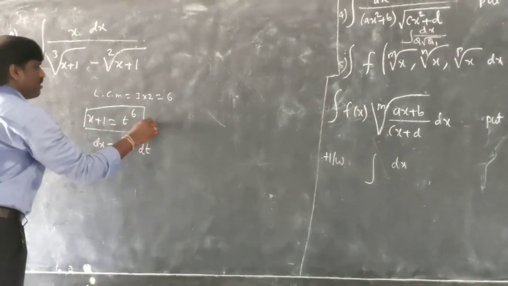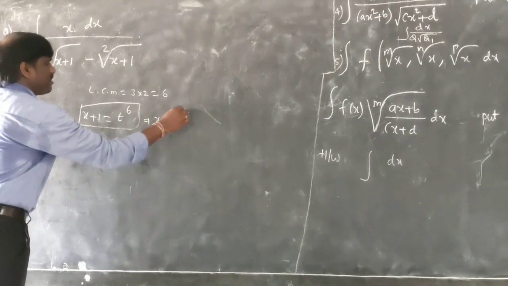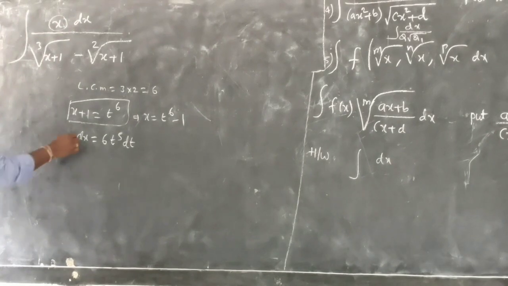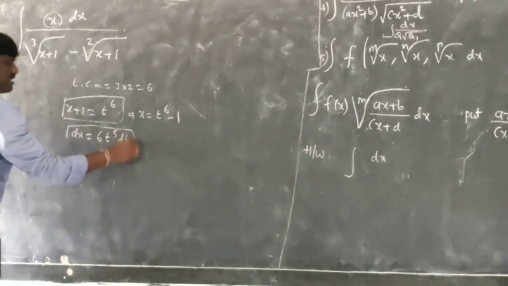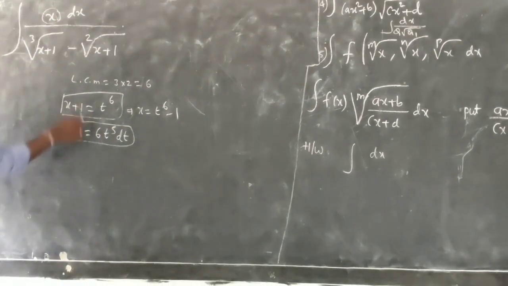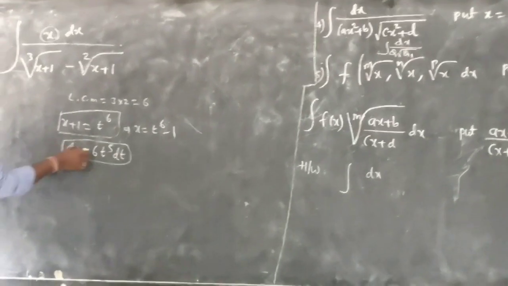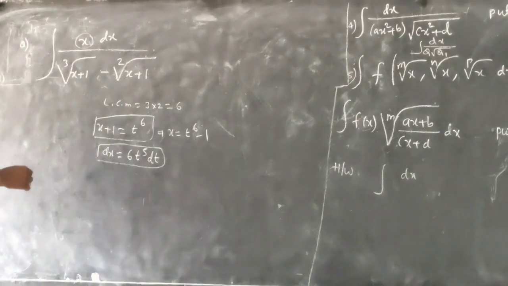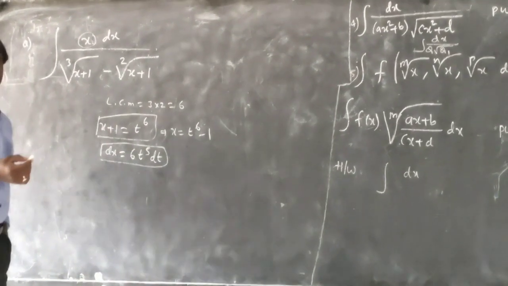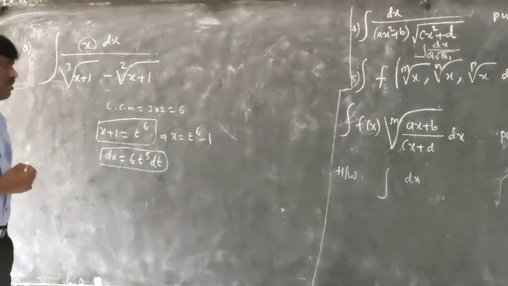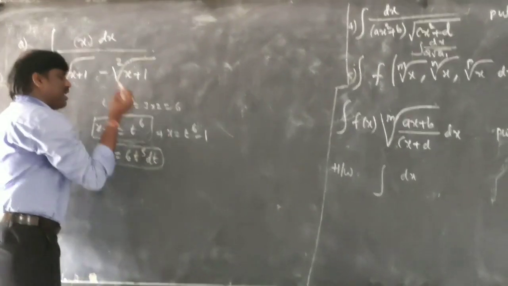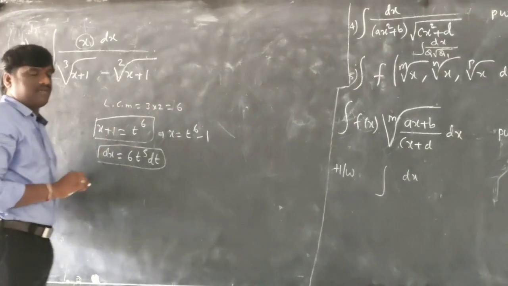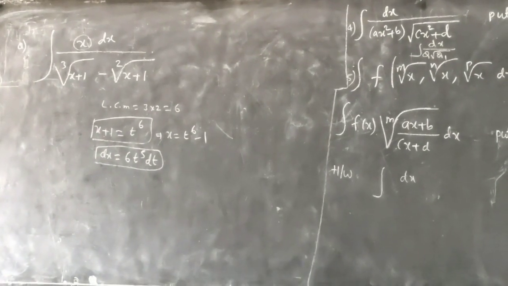If x plus 1 is t power 6, then x value will be t power 6 minus 1. Because you have x in the numerator, but we have dx here. Dx I can change as 6 t power 5 dt. But x is not changed. I have to change everything in terms of dt, so everything should be in t terms. So the x value I can express as x is equal to t power 6 minus 1. The plus 1 is transferred to the right side.